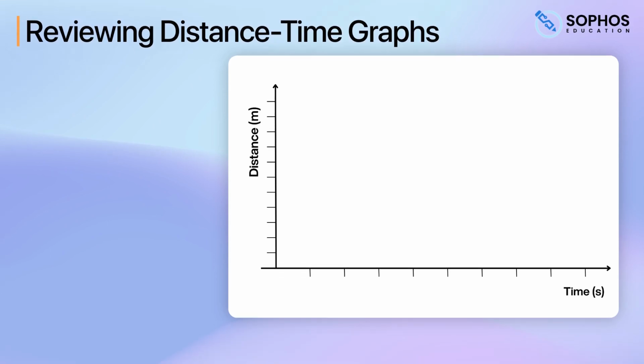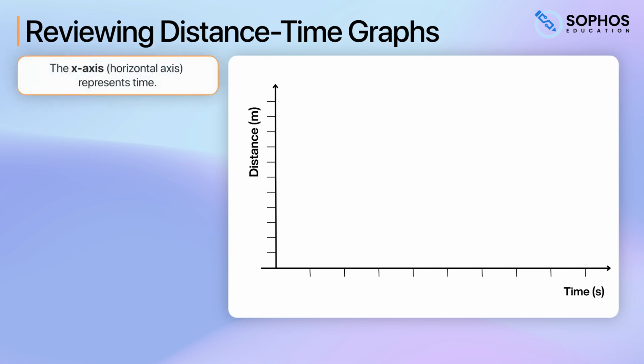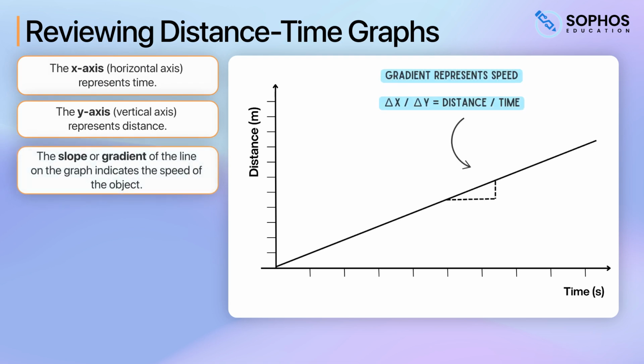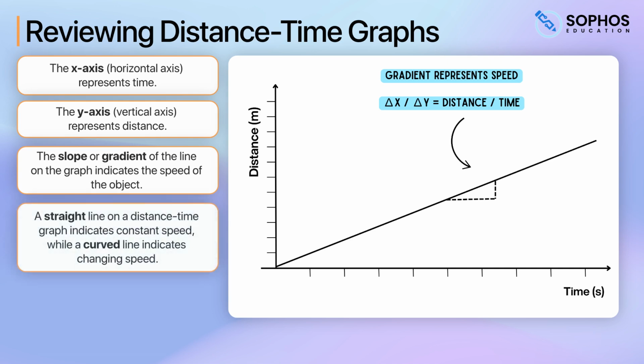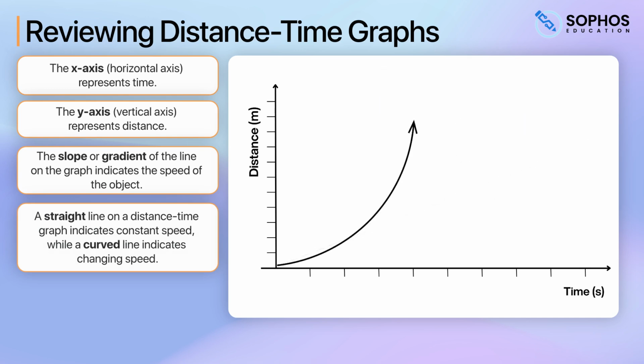To remind you, distance-time graphs are a powerful tool in physics for visualizing and analyzing the motion of an object over time. On these graphs, the x-axis represents time, the y-axis represents distance, and the slope or gradient of the line on the graph indicates the speed of the object. A straight line on a distance-time graph indicates constant speed, while a curved line indicates changing speed. Now let's delve into specific examples to understand how to calculate speed using these graphs.